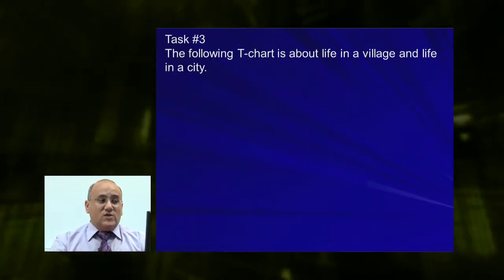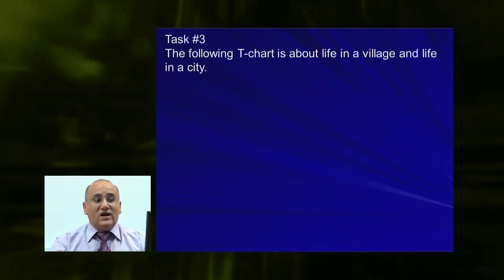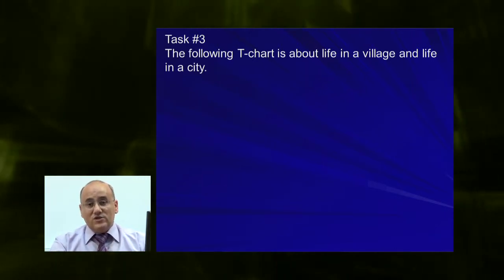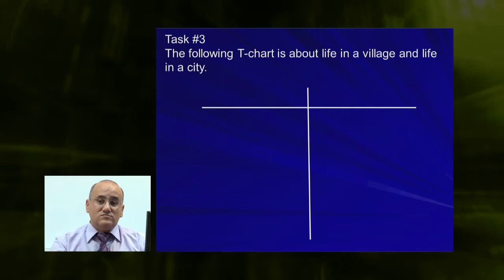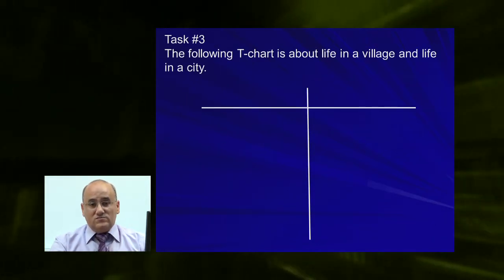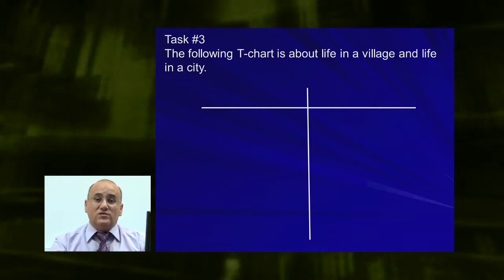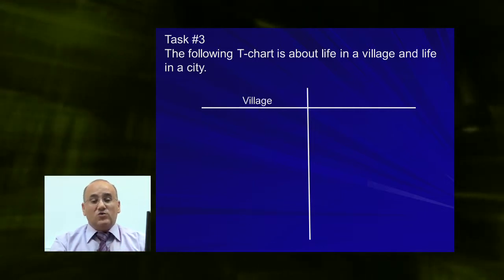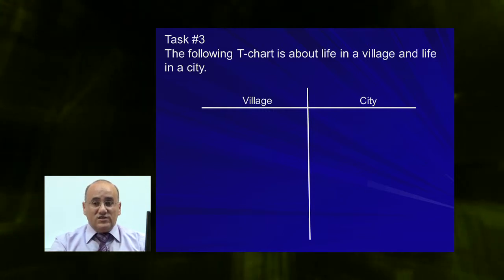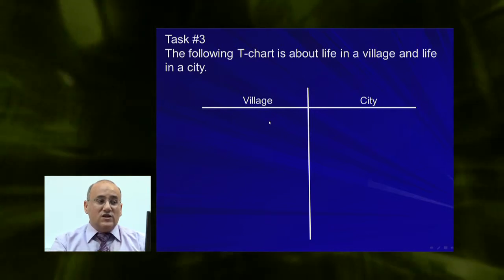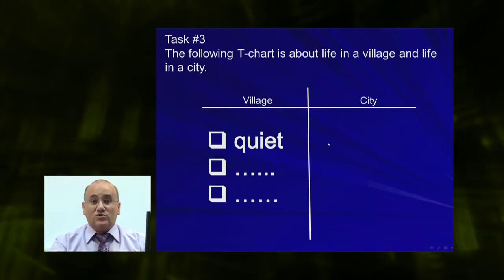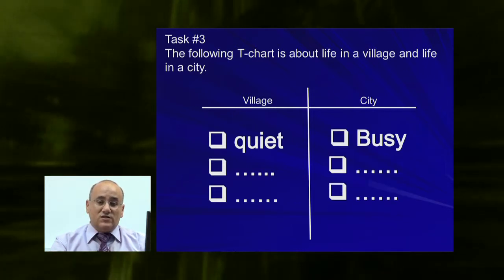Task 3. The following T-chart is about life in a village and life in a city. If you are going to compare them, we can draw something like this. This is called a T-chart. On a T-chart, you can put one thing to the left and one thing to the right. In this case, we are comparing a village to a city. In a village it is quiet, but the city is busy. You can add more and more to them as far as you can.